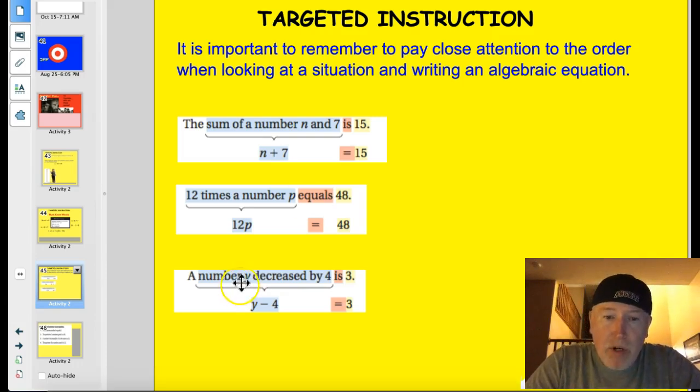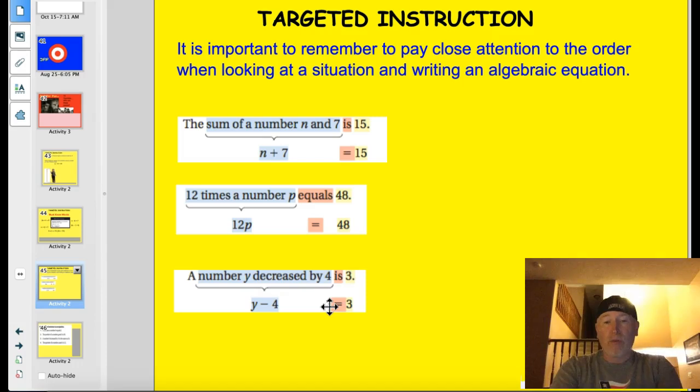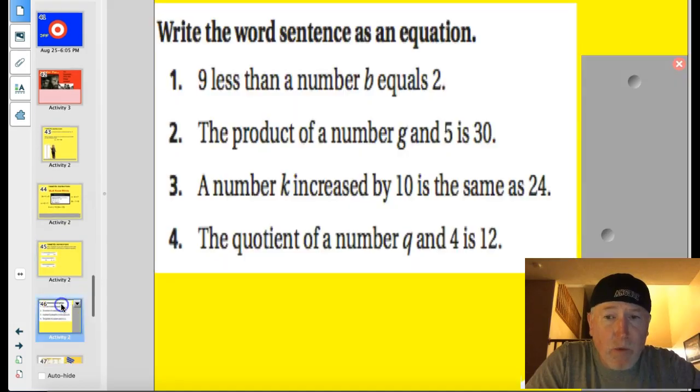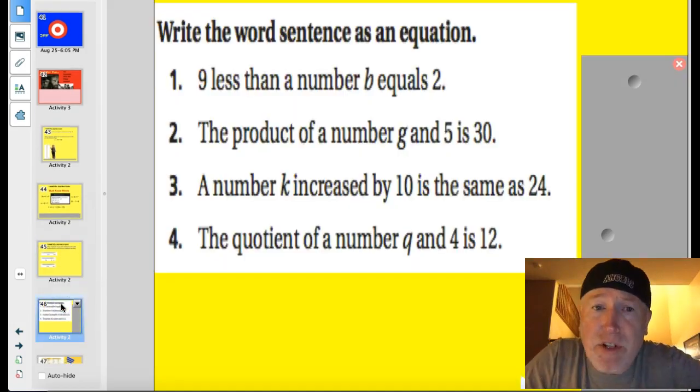A number y decreased by 4 is 3. So here's the y, and it's decreased by 4, is 3. A little tricky. We're going to get better at this, but we've already worked out with expressions. We can keep going. Let's try about 4 of these here together.